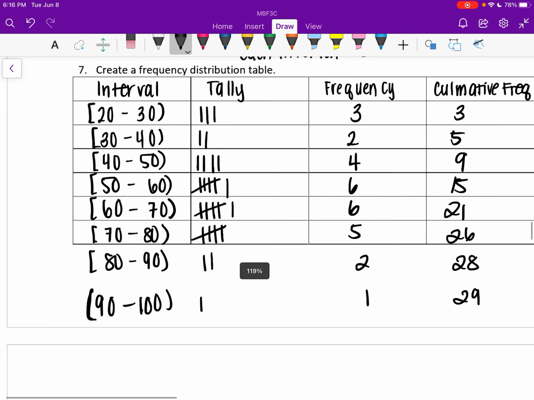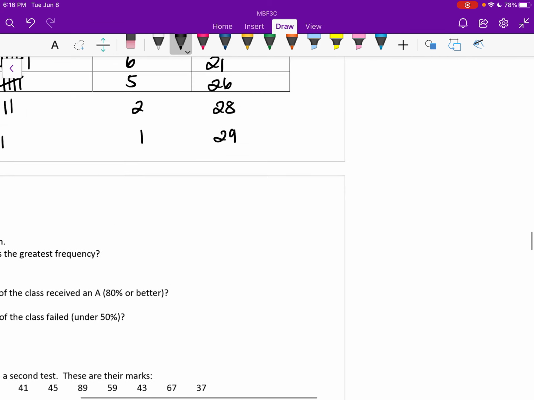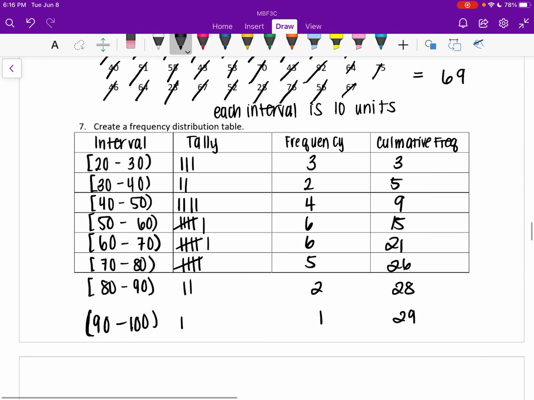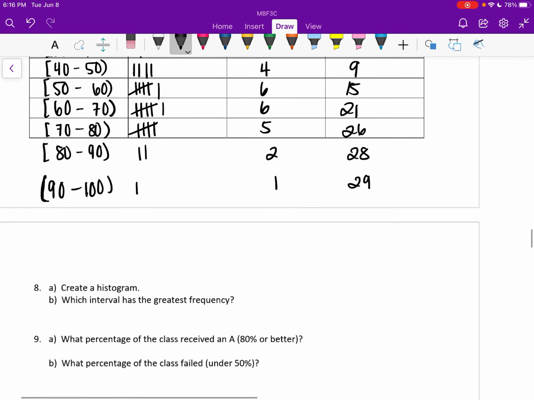So now I'm going to actually graph my interval and my frequency. Like I said, I actually made this in my Google doc. So I'm just going to put my numbers in there. So it's 3, 2, 4, 6, 6, 5, 2, 1, right? And then I just graphed it, and I'll show you how I made that graph. I'll pull it up for you over here and show what my graph looked like.